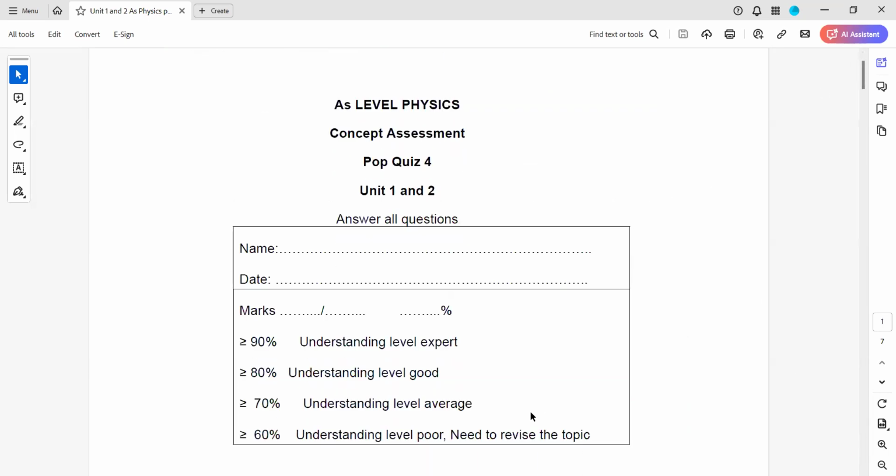So this was a pop quiz 4, which was related to unit 1 and 2.